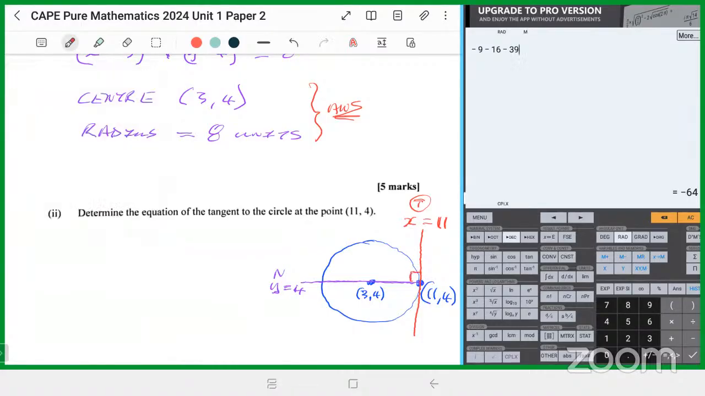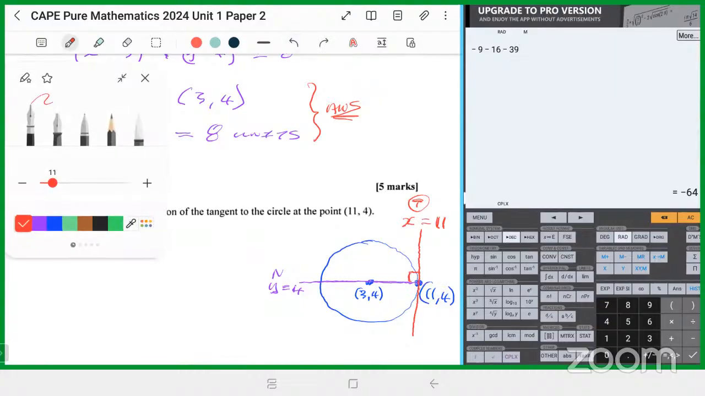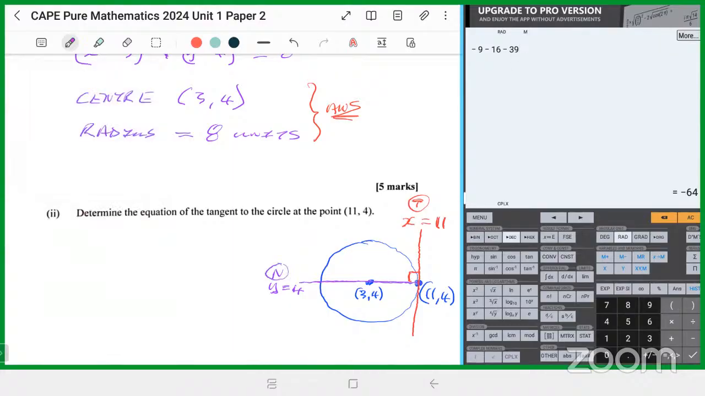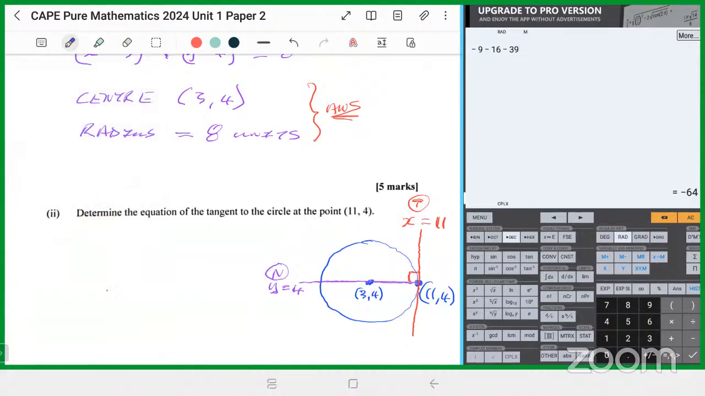Horizontal lines carry an equation y equals a number. That number is a y value at the points that pass through. x equals a number is the equation of a vertical line. And so because it passes through the point (11, 0), (11, 4), the equation is x equals 11. And so we can basically write the answers here. It's writing values. So determine the equation of a tangent.